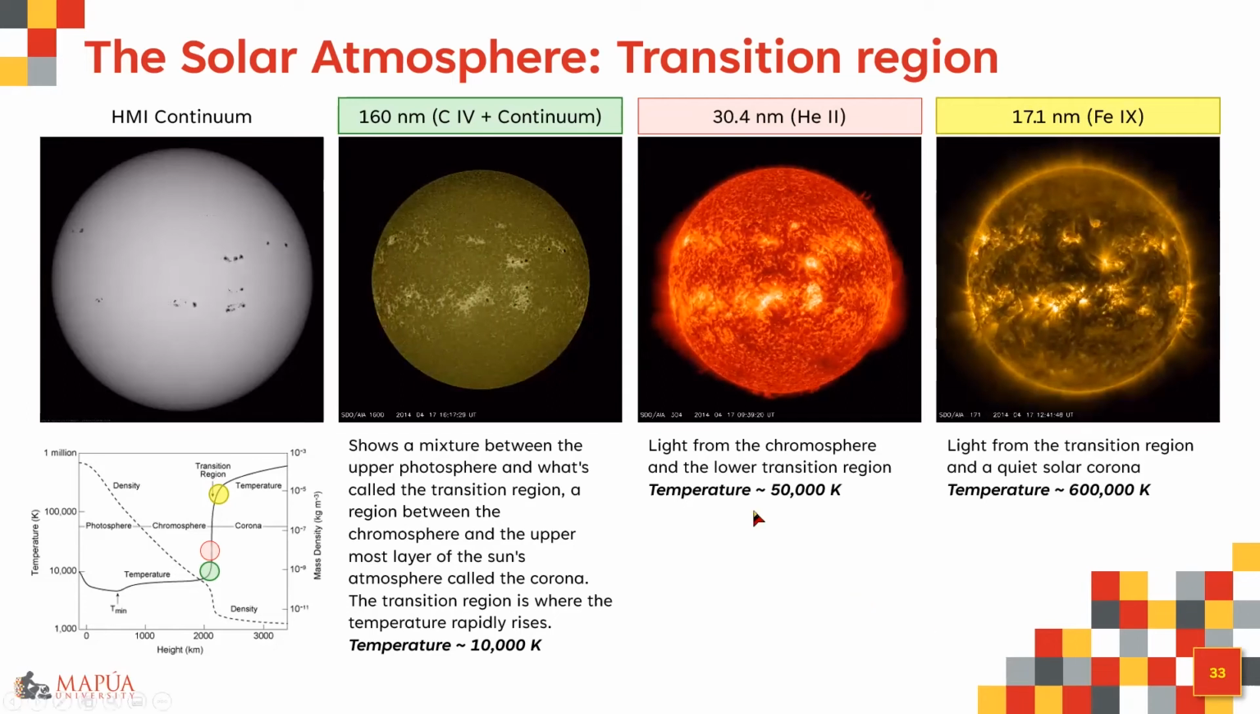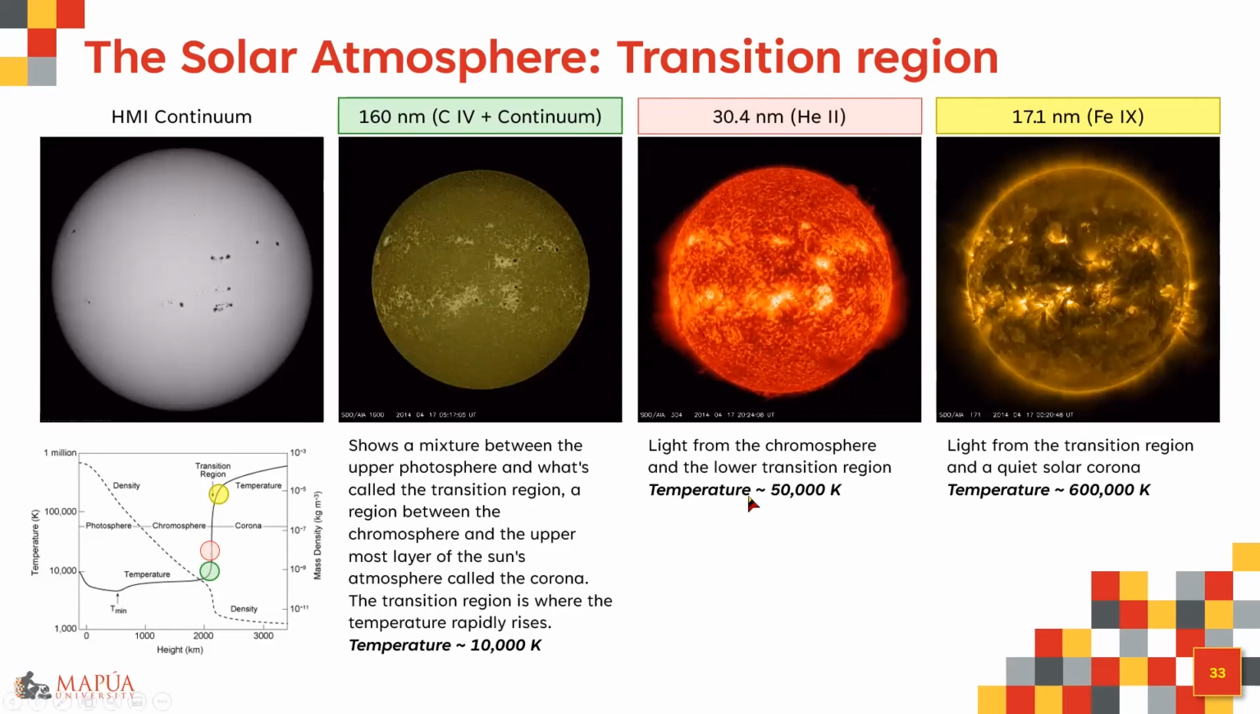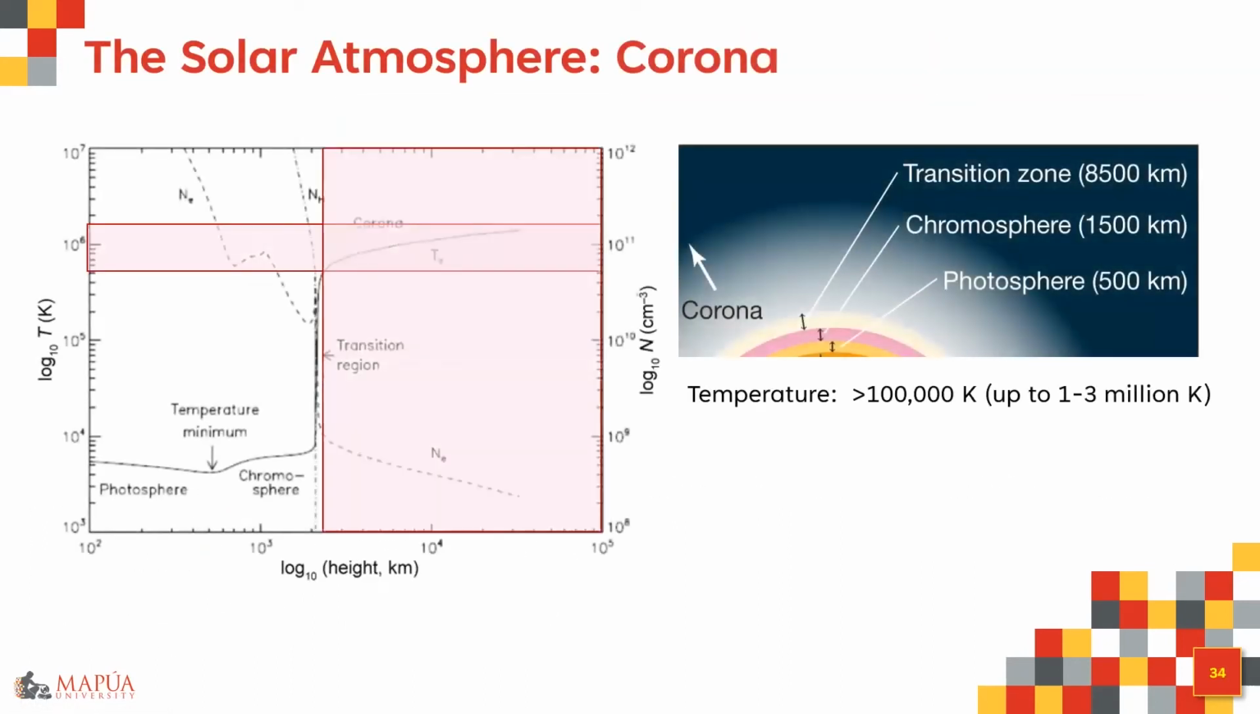Okay, now enough about this transition region. Let's go to the solar corona. So this is the region above the transition region. This is usually described by a very hot region, about 100,000 to about a million to 3 million Kelvin. That's how hot the corona is, even hotter than the surface of the sun.